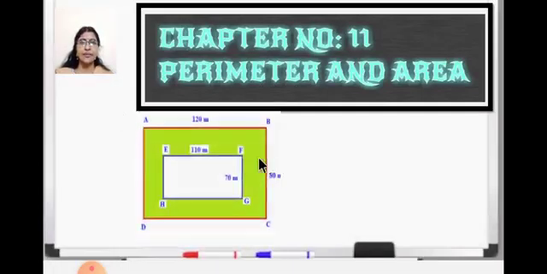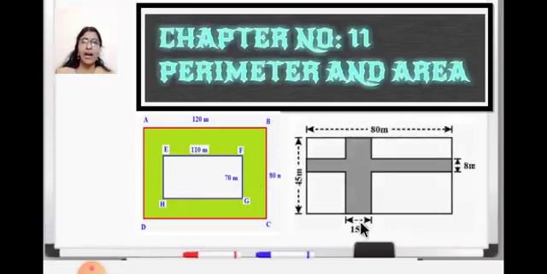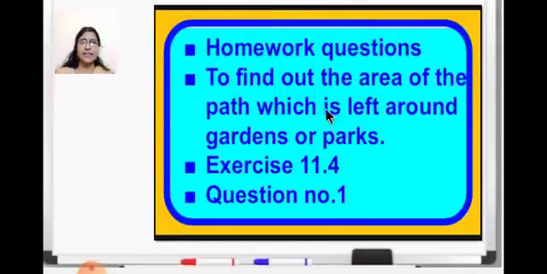And today we will learn to find out the area of this path. This is a garden or a park, and you have to find out the area of this path which is around the park. So we are going to learn to find out the area of the path, as well as how to find out the area of the cross paths which are inside the garden. Let us first understand the homework questions, and then we will learn to find out the area of the path which is left around gardens or parks, and then we will do exercise 11.4 question number 1.